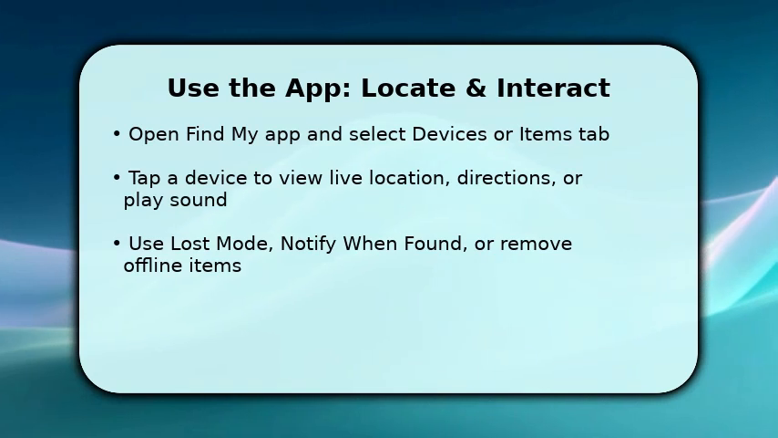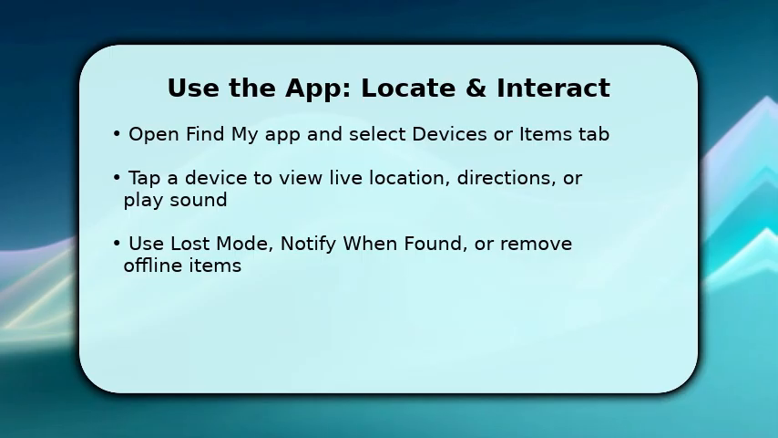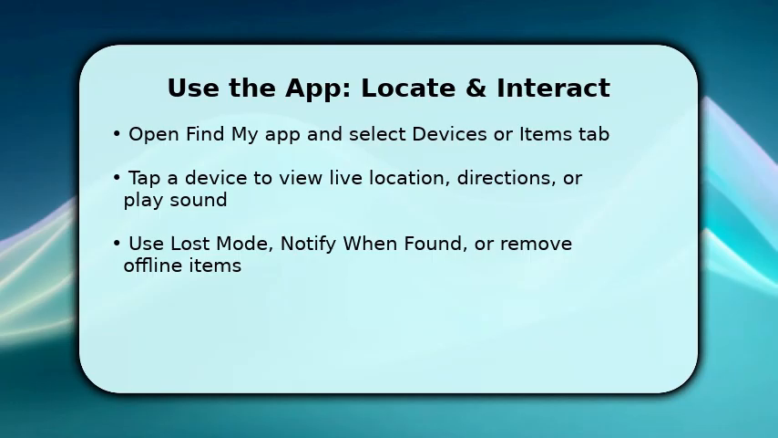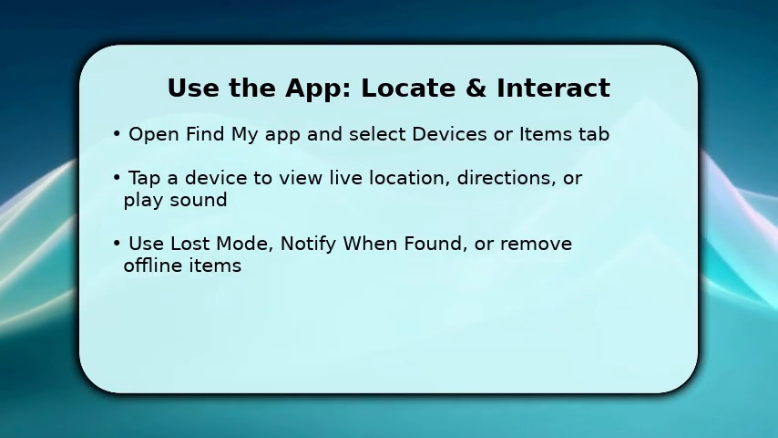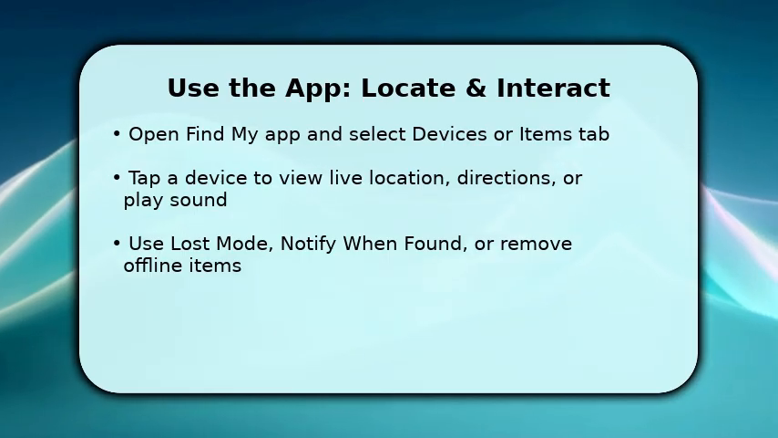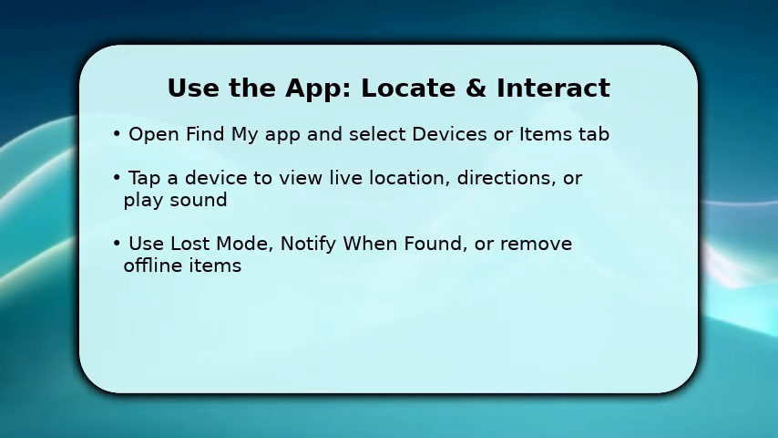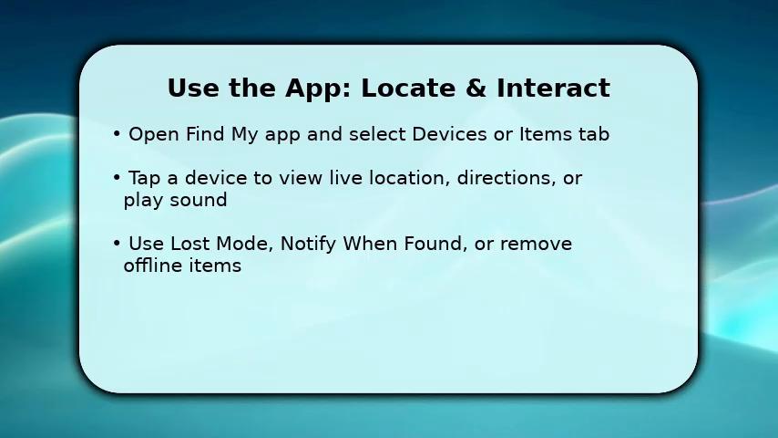Now you'll open the Find My app and choose devices or items to begin tracking. This shows active devices, AirTags, and compatible accessories. Tap any entry to see its current location, request directions, or play a sound to find it nearby, useful in crowded places. Once done, enable Lost Mode to lock and message a finder, or select Notify when found to get an alert. If sharing, make sure you understand what permissions you're granting and when to stop sharing.